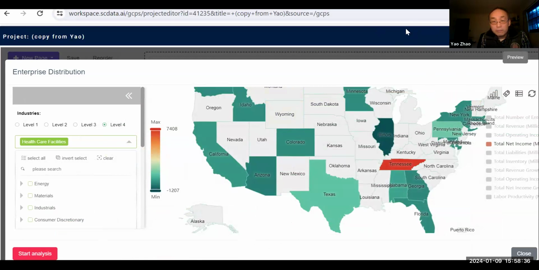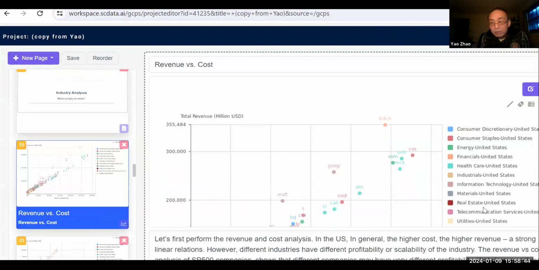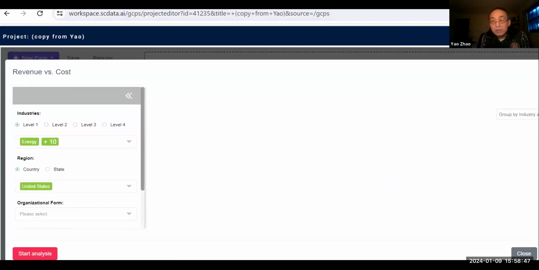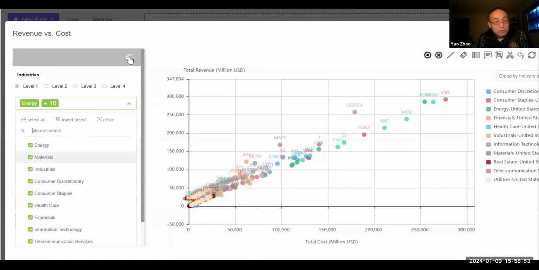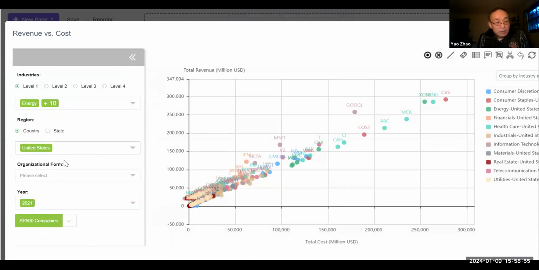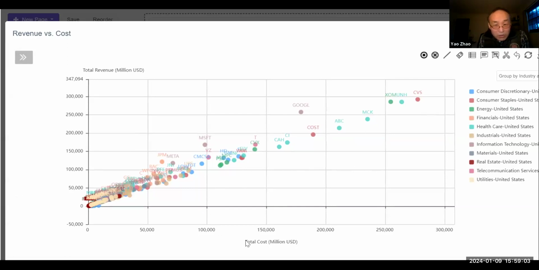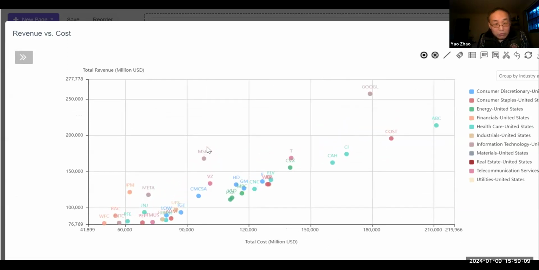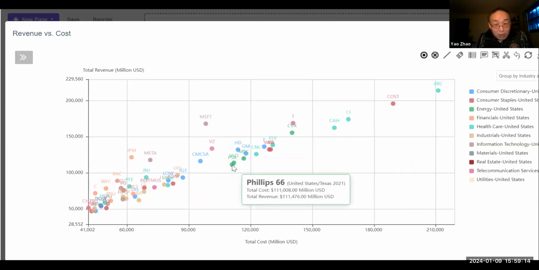Sorry, let me save this. Now let me close this and let me just go to here. Let me just edit it so you can see. So I choose all the industries for United States, and year 2021, I use S&P 500 companies, but you can change anyway. So let's see. Look at this. This is the $100 billion cost range. We have Microsoft, let's zoom in a little bit, and we have Verizon, and we have what is this company?